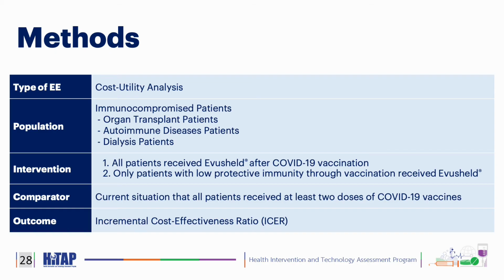And then the intervention we would like to compare: in the first scenario, all patients receive the intervention after they got COVID-19 vaccination. Another scenario is that only patients with low protective immunity through vaccination will receive the medication. These are compared with the current situation back then, in which all patients received at least 2 doses of COVID-19 vaccines. And the outcome we aim to measure in this study is the incremental cost effectiveness ratio, or ICER.